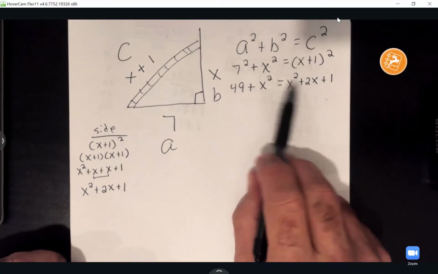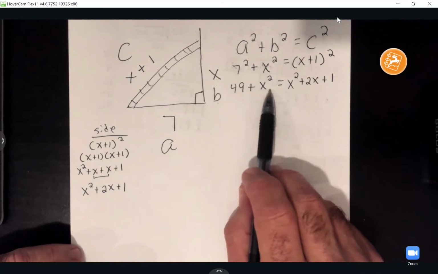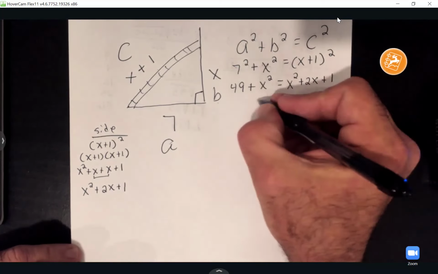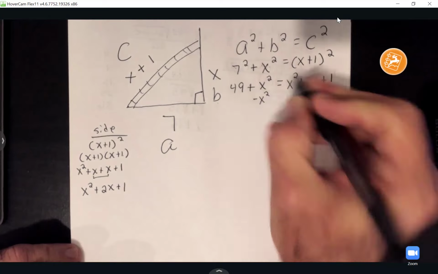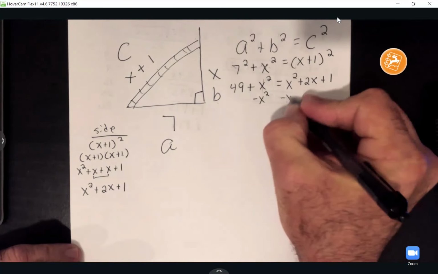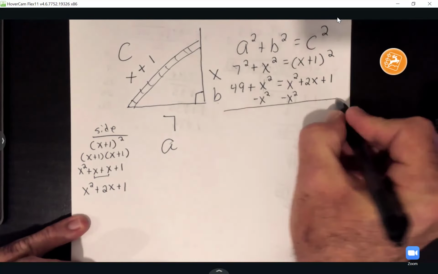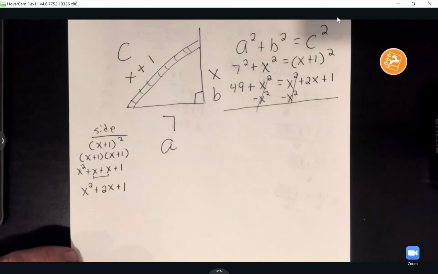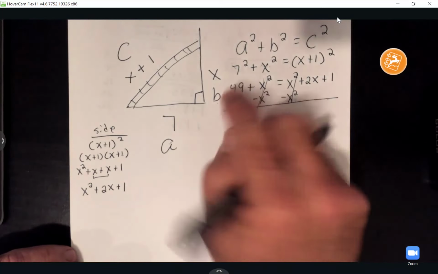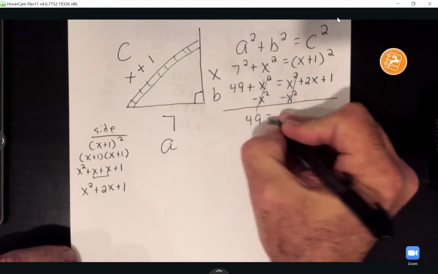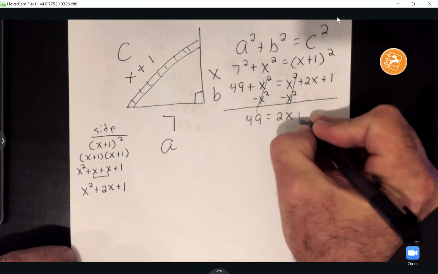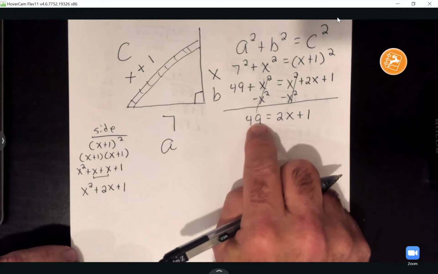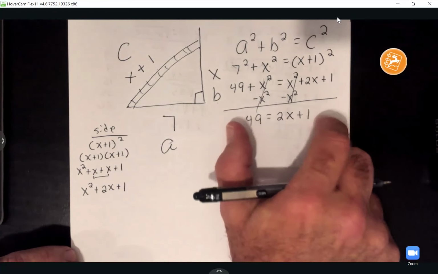Now, remember, you got x squared terms. So the first thing you want to do is get all these x squared terms on the same side. But y'all watch this. When I subtract this x squared from both sides to move it, look at that. X squares are canceling. Y'all's are going to cancel. So we're going to end up with 49 equals 2x plus 1. Y'all, at this point, other than that 49, y'all's equations better look like that, okay?